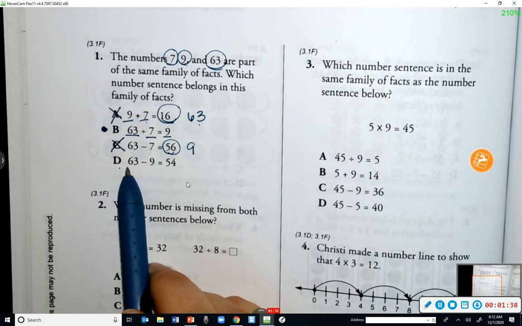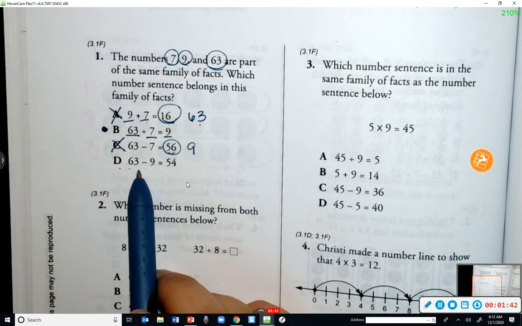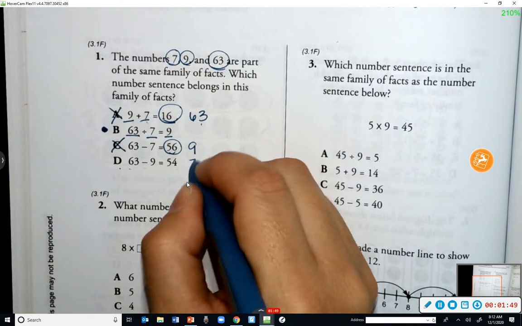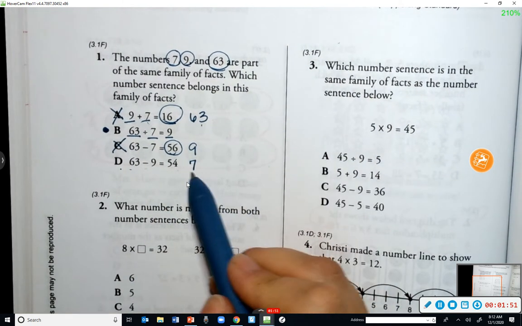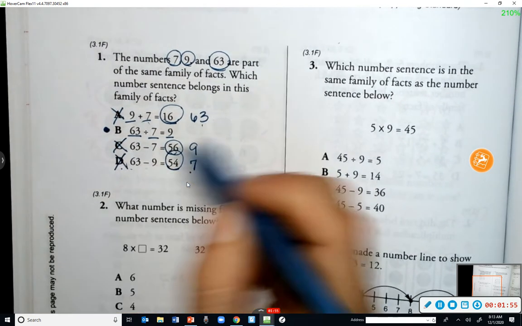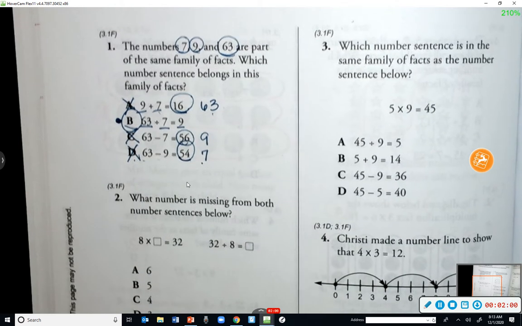D, 63 minus 9 equals 54. Bryson, what's wrong with this one? It doesn't have a 7, it has a 54. Good. It should have a 7 in there and not a 54. Okay? So B was correct. That would be in the same fact family.